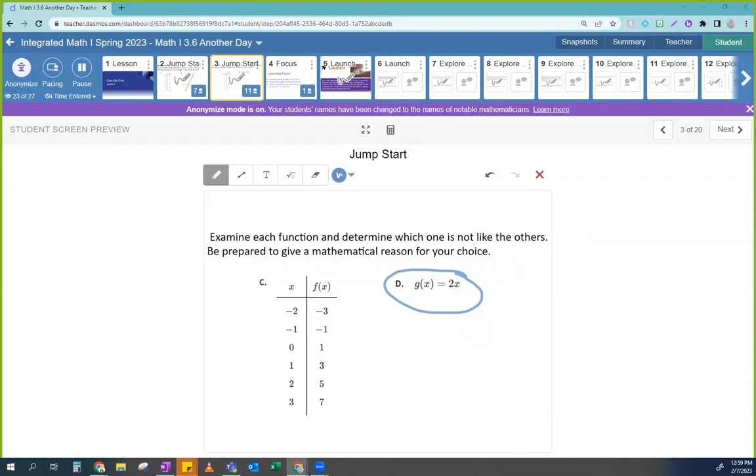Isn't D a straight line? Is D a straight line? What do you guys think? Is D a straight line? D is a straight line, right? You can graph it.